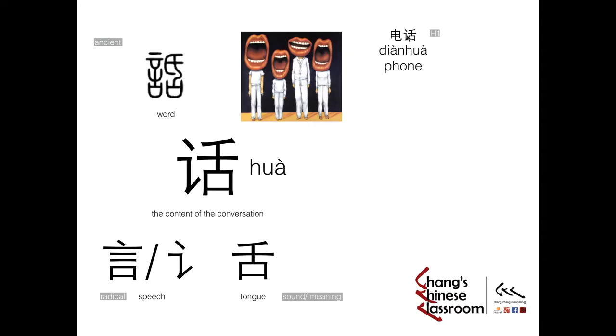Vocabulary. First one, 电话. Pretty familiar with this one. 电 is electric, so the conversation formed by electricity. This one, 说话, 说 actually means to speak, and 话 is the content, all right? So 说话 is to talk, and this structure is a verb plus a small object within the verb.